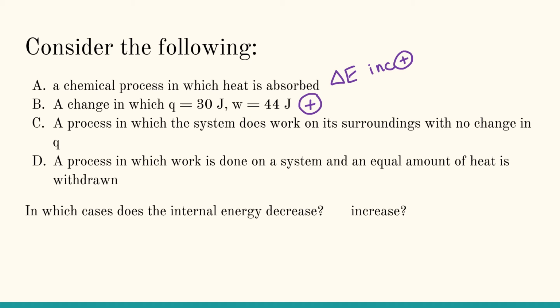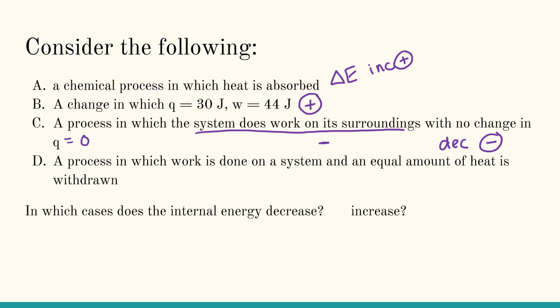A process in which the system does work on the surroundings with no change in Q. So Q equals 0. And then it says the system does work on the surroundings. The definition of that is going to be negative. So I'm going to have 0 plus some negative, and a decrease in the delta E.